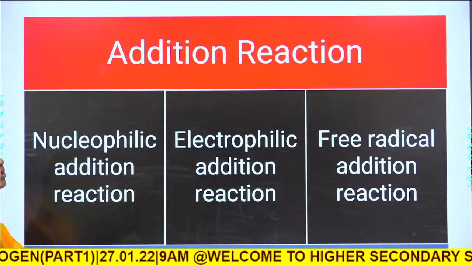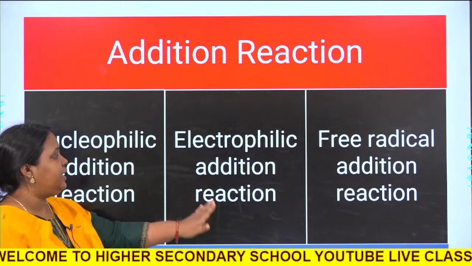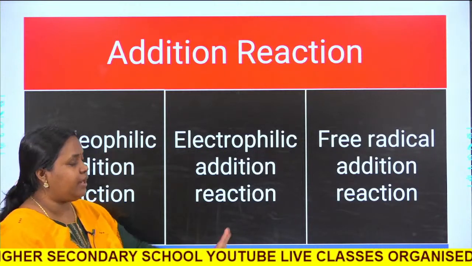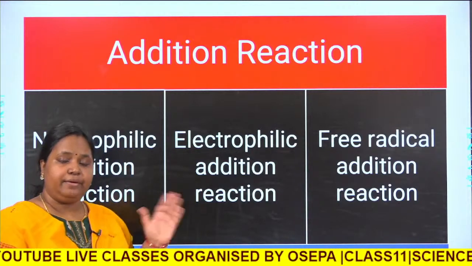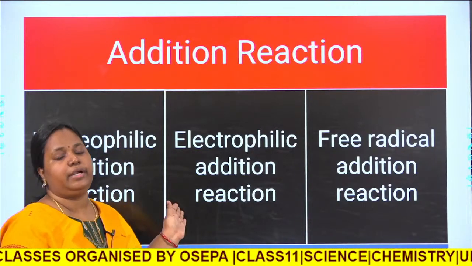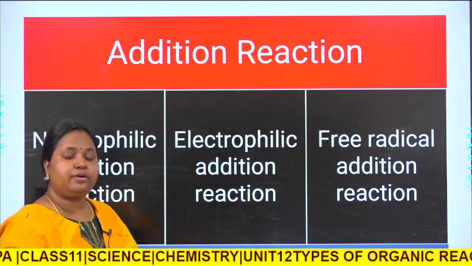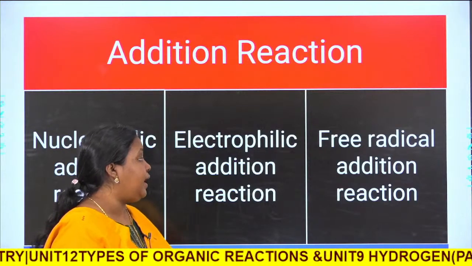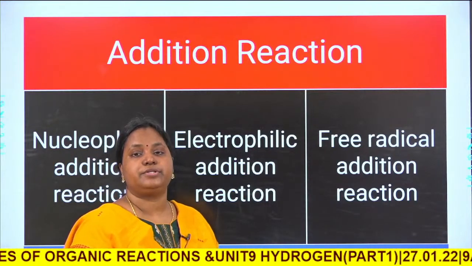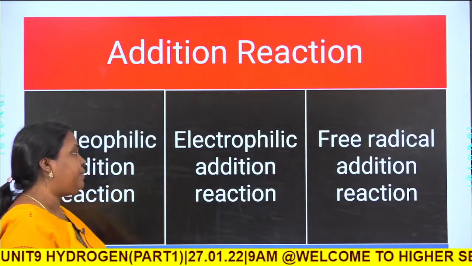So, addition reactions are of three types: nucleophilic addition reaction, electrophilic addition reaction and free radical addition reaction. Just like substitution reactions, if a nucleophile brings about the addition reaction it is called nucleophilic addition reaction. If an electrophile brings about the addition reaction it is called electrophilic addition reaction, and if a free radical brings about the addition reaction it is called free radical addition reaction. So, let us discuss one by one.